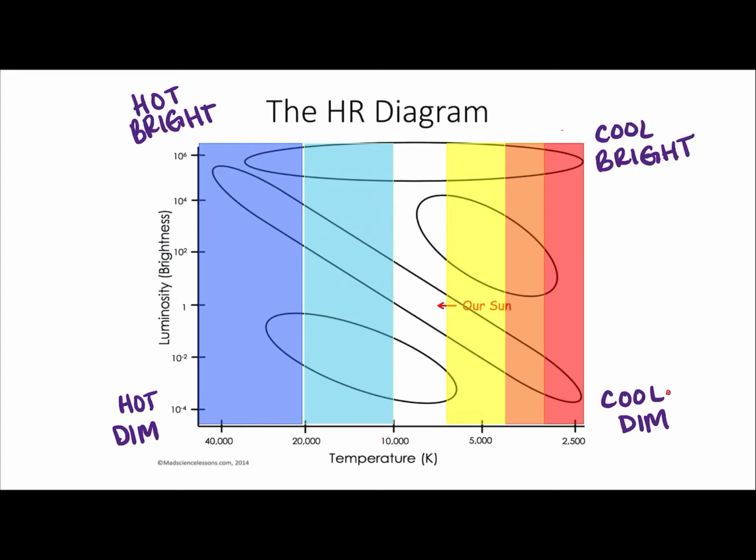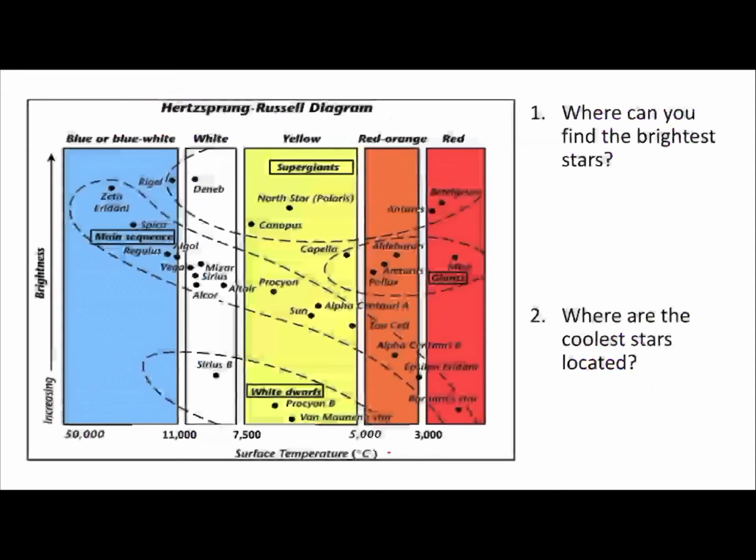So let's practice reading. We've got several questions here. We'll practice reading an HR diagram because essentially when it comes to your assignments and anything like that, this is what you are graded on. So looking at this HR diagram, we have it color-coded. It's already labeled with our temperatures, with our brightness. And so we're going to pick out some stars and go from there.